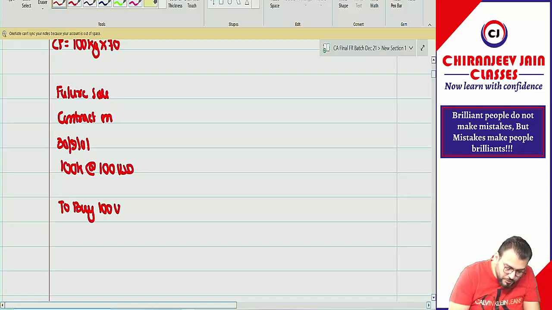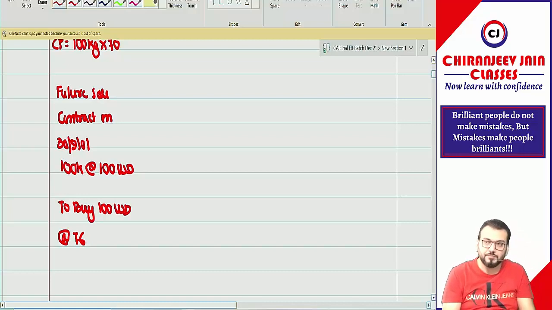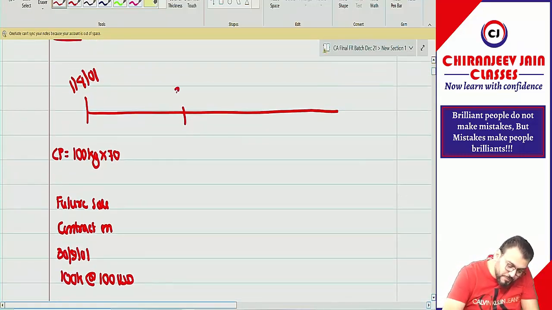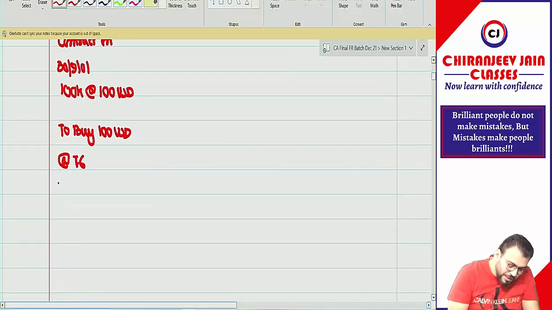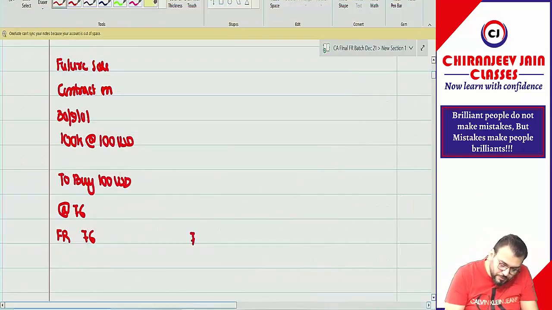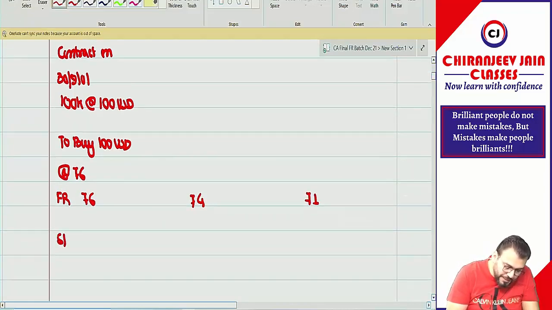to buy 100 US dollar at what? At 76. Yes, sir. Then first quarter end is what? 30th June 2001. Then it is 30th September 2001. Correct? So can you give me the forward rate? It is 76 here. Then how much is given? 74. Then how much is given? 71.